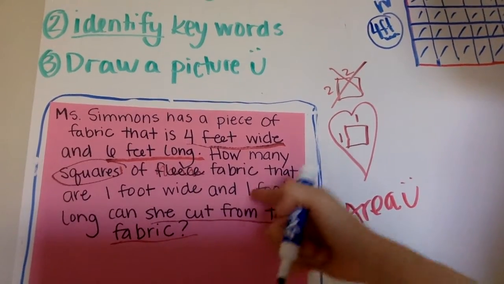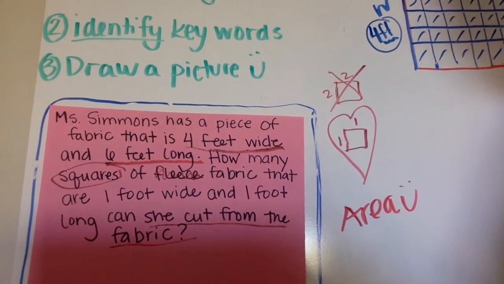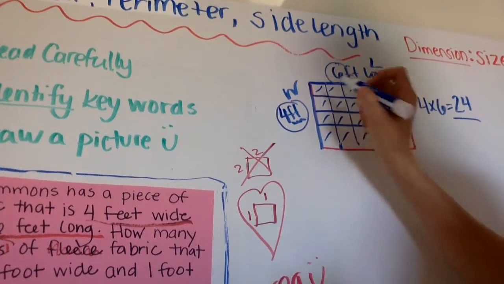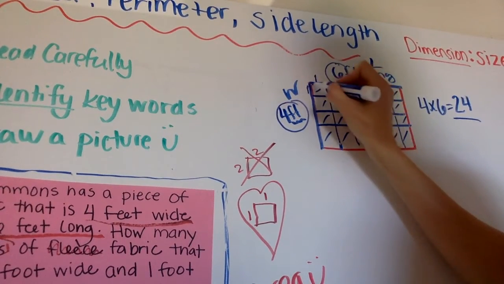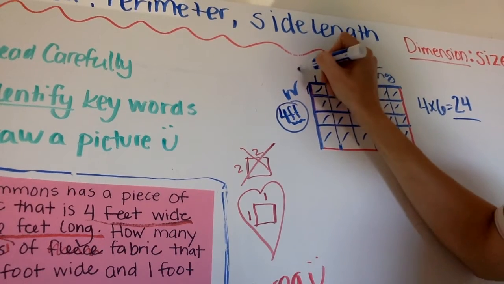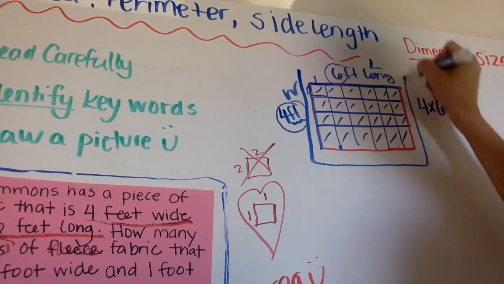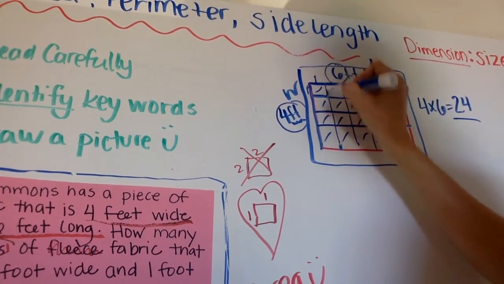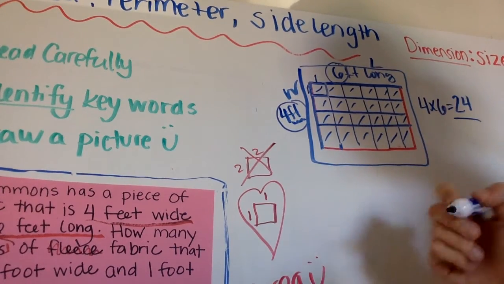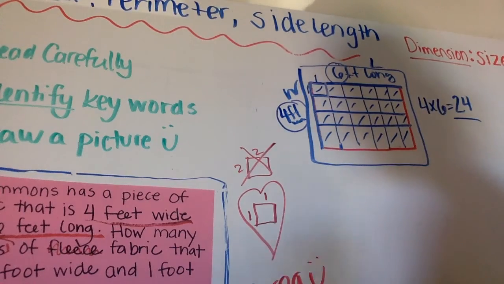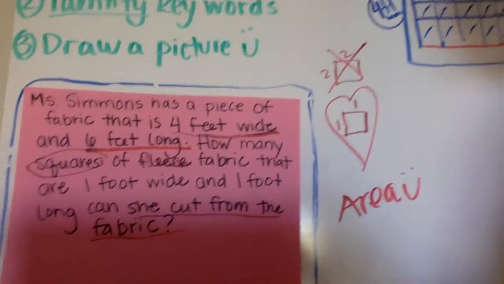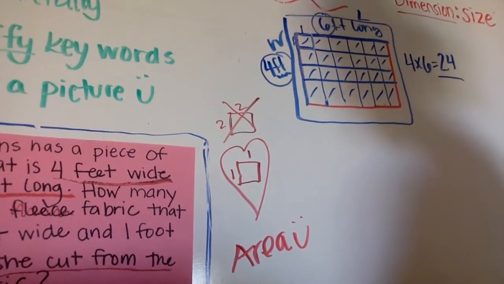that are 1 foot wide and 1 foot long can she cut from the fabric? So check it out. This is 1 foot wide and 1 foot long. It's a square. Even though our big shape right here is a rectangle, all of these have to be the same size because they're squares. So she cut 24 pieces.